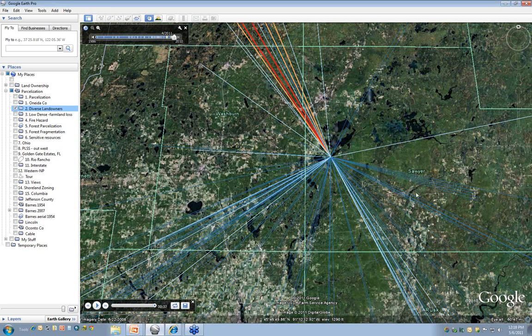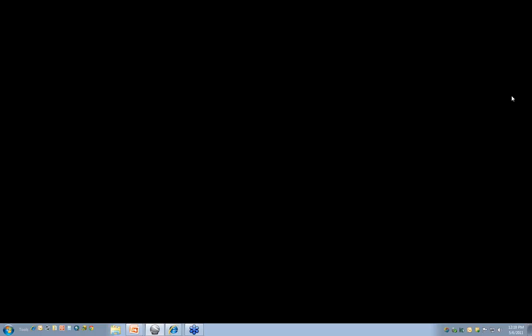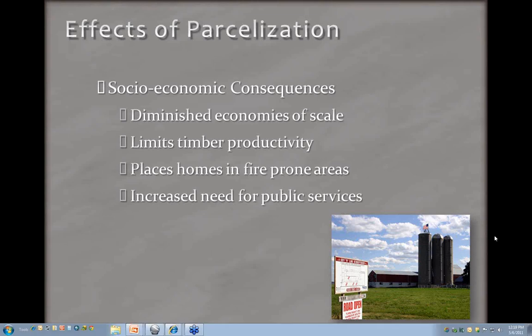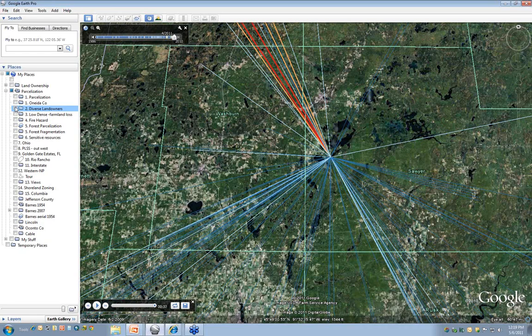One of the other effects that we're seeing, that's been pointed out in the literature with parcelization, especially in forested regions, is that a lot of pine plantations are being parceled off and sold to people who find them to be very attractive wilderness, secluded areas. However, foresters are viewing these as very fire-prone areas.